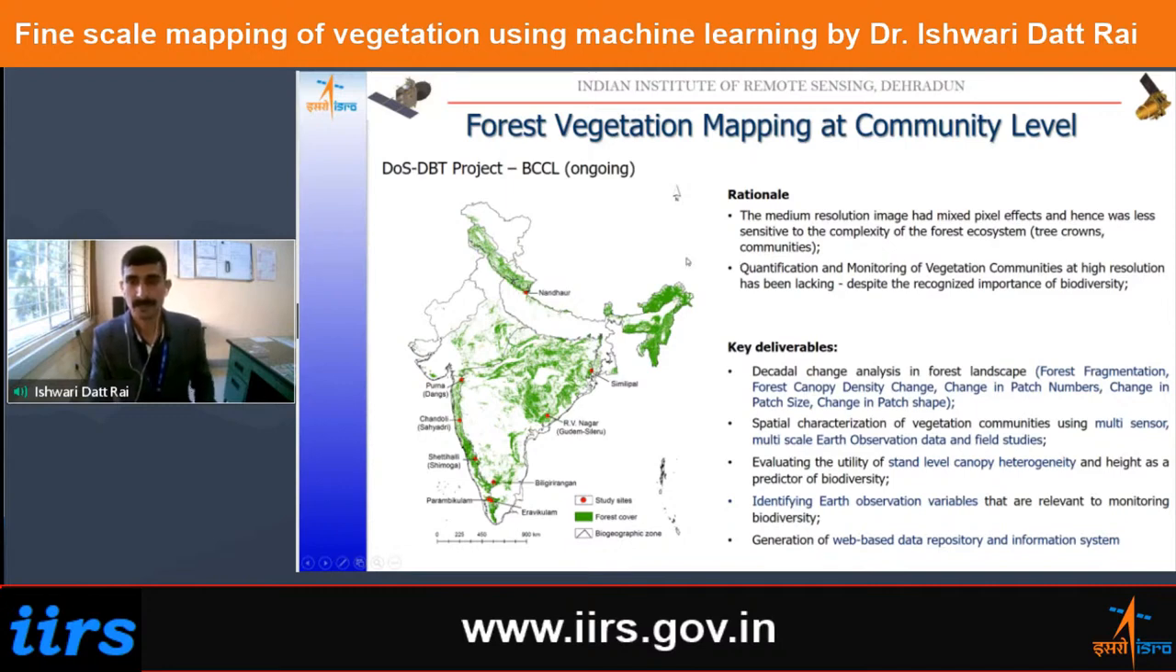The major aim of this project is the spatial characterization of vegetation communities using multi-sensor and multi-scale earth observation data and intensive field studies. So 9 sites here you can see were selected in phase one, and one of the sites is in the Nandhaur landscape in the foothills of the Himalaya that IIRS is dealing with.